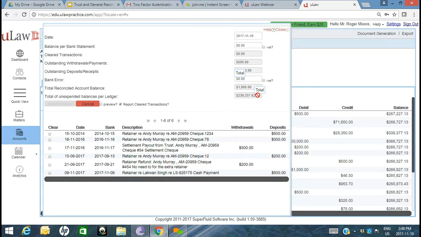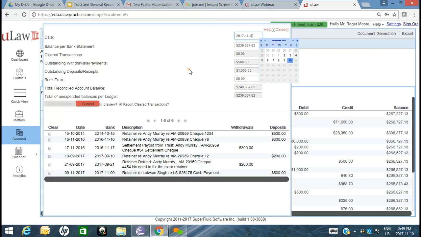Obviously the date, bank balance, clear the deposits as well as the withdrawals based on the date that uLaw knows, and marry it with the actual date in the bank, and reconcile. If these two numbers match, the blue button will appear. Click on it and it takes you into the real reconciliation screen. So let's take an example. Right now, these are the total unreconciled balances. This is the bookkeeping software's balance.